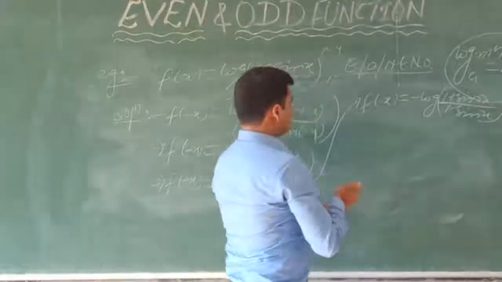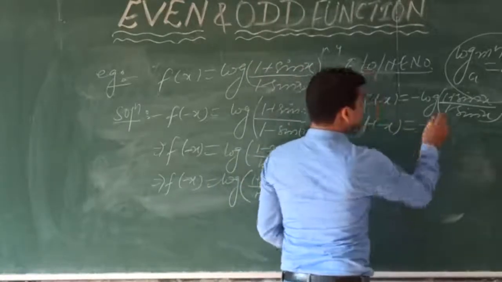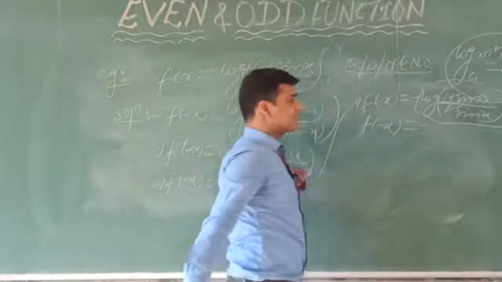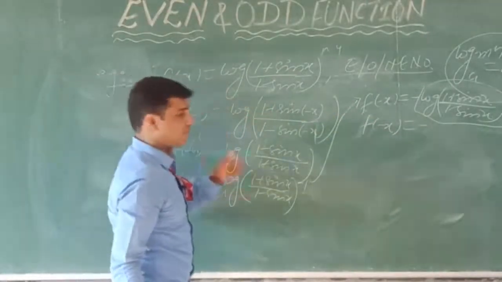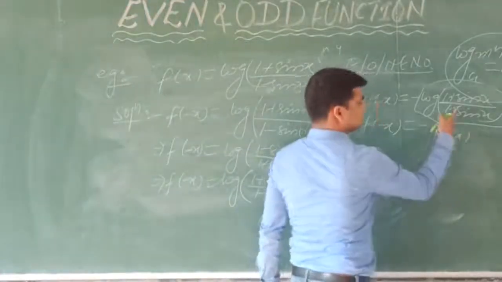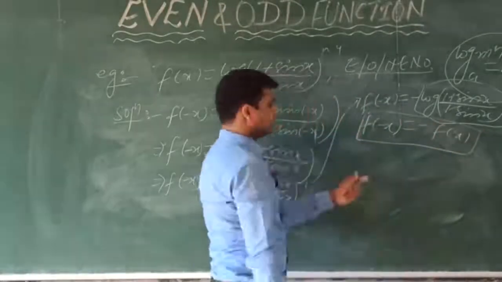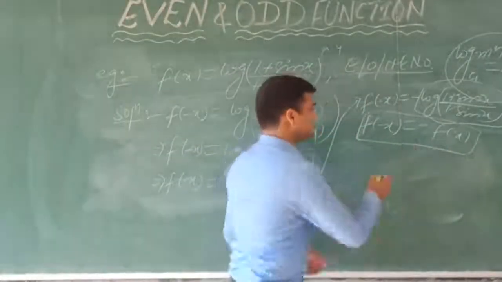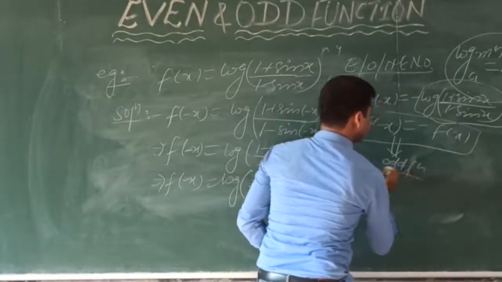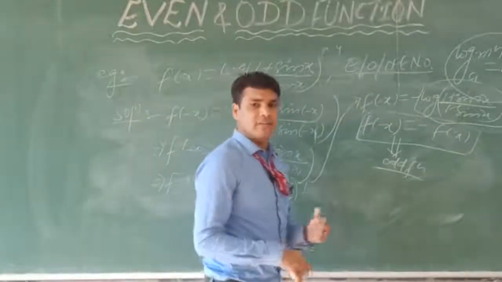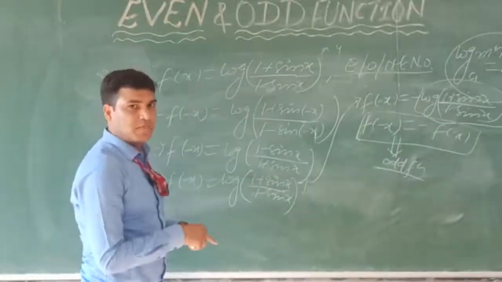And you can observe one thing here, f of minus x equals minus log of (1 plus sin x) divided by (1 minus sin x), which we have already considered. This is given already, this is f of x, so I am going to put it here instead. So actually this is satisfying the condition f of minus x equals minus f of x. It means this is an odd function. So whenever we want to check whether a given function is odd or even, in this way, what we will do is, instead of x you will put minus x.